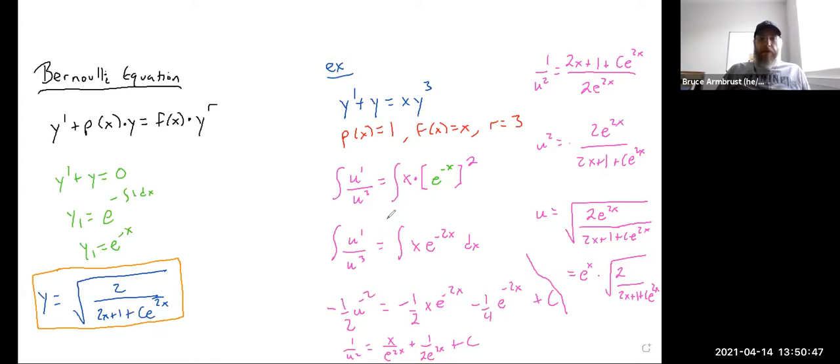So the key to Bernoulli's is just recognizing that it's Bernoulli. Being able to strip all this stuff off so you get your P, your F, and your R, and then just put it into the form and just go.